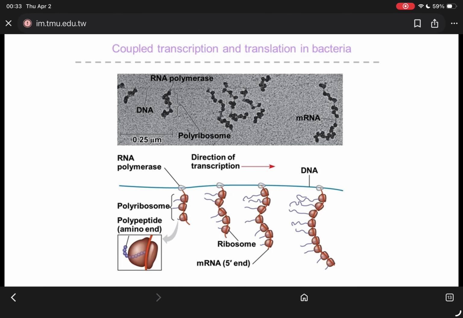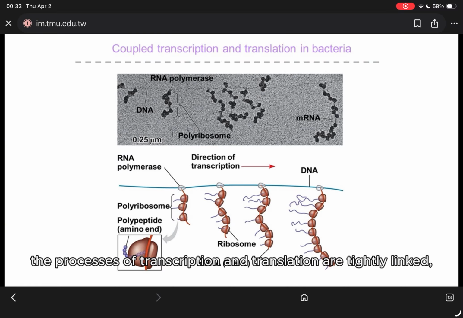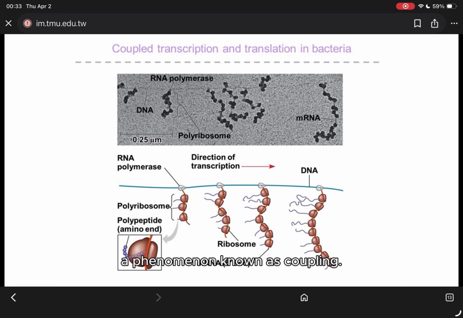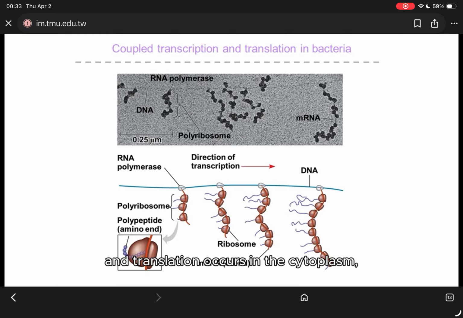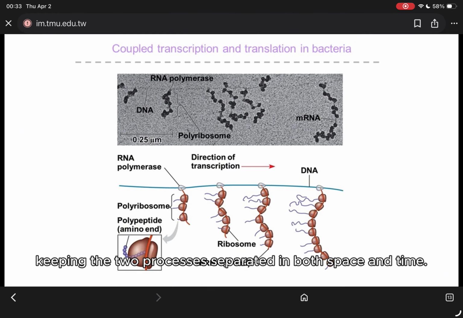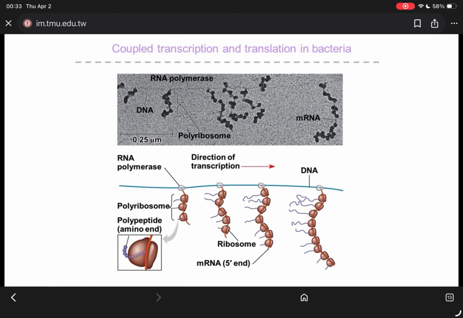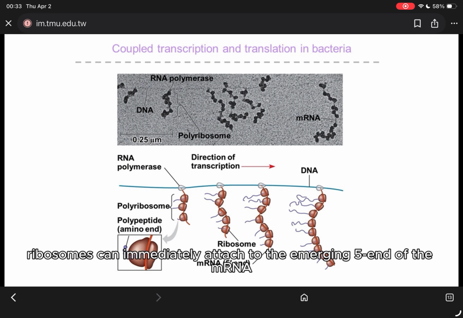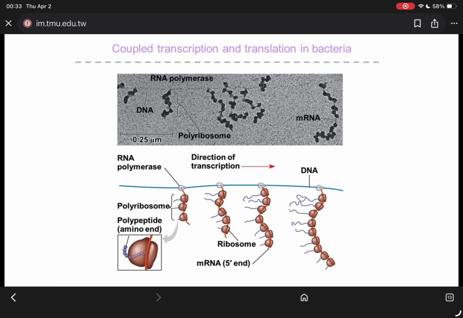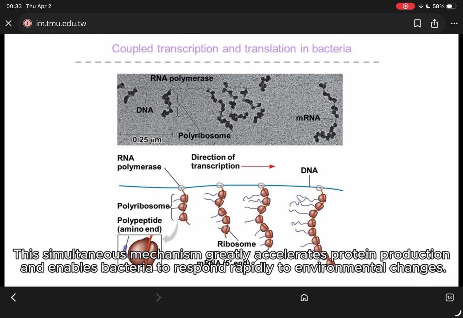In prokaryotes, such as bacteria, the processes of transcription and translation are tightly linked, a phenomenon known as coupling. This is very different from what we see in eukaryotic cells, where transcription takes place in the nucleus and translation occurs in the cytoplasm, keeping the two processes separated in both space and time. In bacteria, however, there is no nucleus. As soon as an mRNA molecule begins to be synthesized by RNA polymerase, ribosomes can immediately attach to the emerging 5' end of the mRNA and start translating it into protein. This simultaneous mechanism greatly accelerates protein production and enables bacteria to respond rapidly to environmental changes.